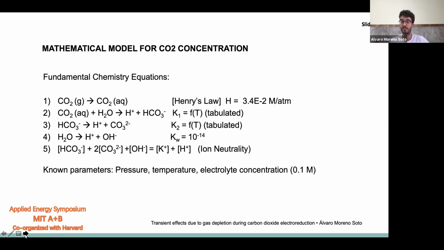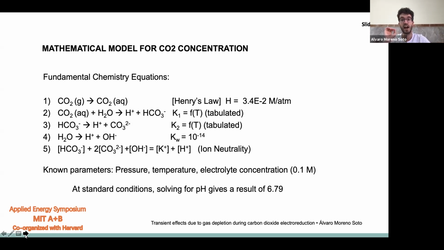So for modeling this in a mathematical way, we are going to talk about the fundamental chemistry equations, which are the ones that you have here. Those are tabulated, standard chemical equations, so you can find them in the literature. And we have known parameters: pressure, temperature, and concentration of electrolyte. Basically, it's a 0.1 molar KOH solution. If we solve these equations, we obtain a pH of 6.79.